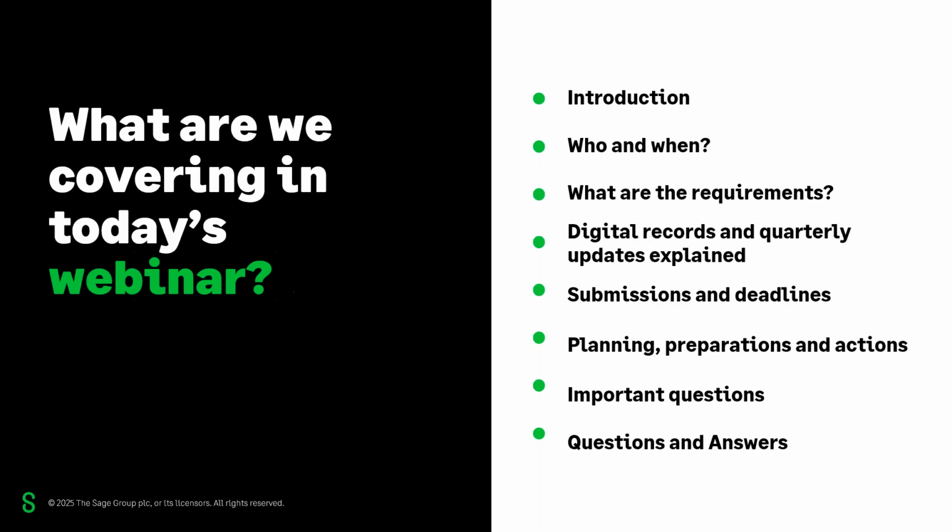Okay. So this is what we're going to be covering in today's webinar. We're going to go through an introduction of Making Tax Digital, what it is, when it was first introduced. Then we'll look at who will be impacted and when the different thresholds will take place. What are the requirements? We've broken this down into 3 sections: recording, submitting quarterly updates, and final adjustments and your tax return. We'll delve into the digital records and the quarterly reports that you can expect to provide to HMRC. We'll look at key dates for submissions and deadlines. And then lastly, we'll look at ways and means and how you can plan and prepare and what actions you may need to take.